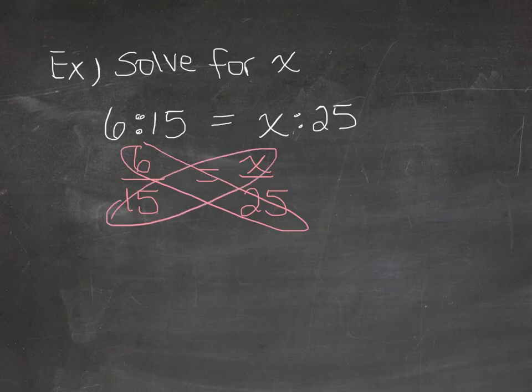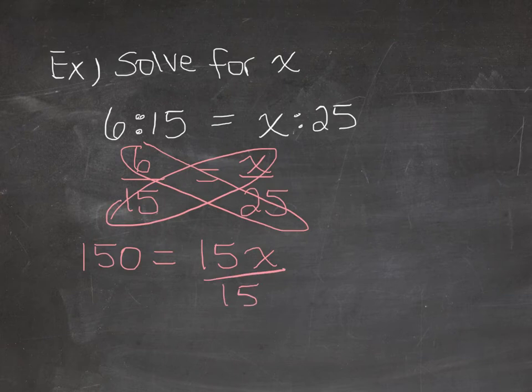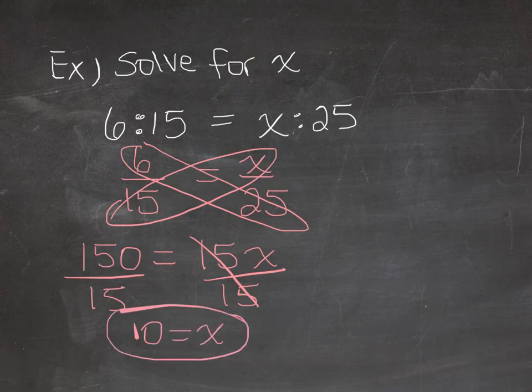So 6 times 25 is 150 equal to 15x. Divide both sides by 15. So I get 150 divided by 15 is 10 is equal to x. Okay, and the last one, a quick word problem.